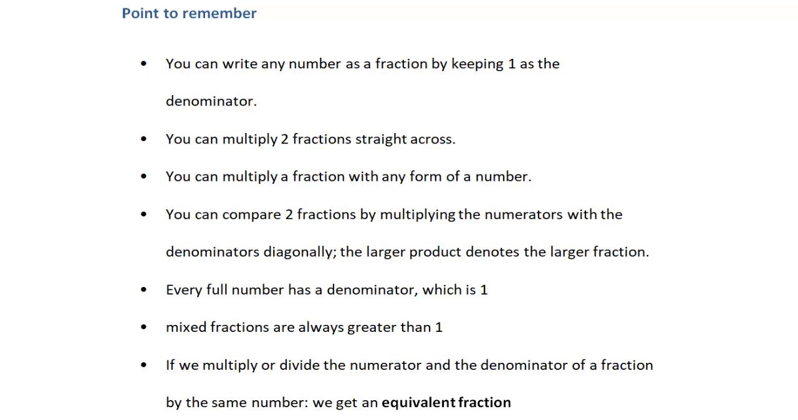Every full number has a denominator, which is 1. Mixed fractions are always greater than 1. If we multiply or divide the numerator and the denominator of a fraction by the same number, we get an equivalent fraction. Hope you understand the basics of fractions and how to solve the problem.